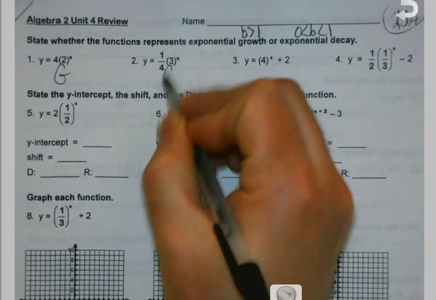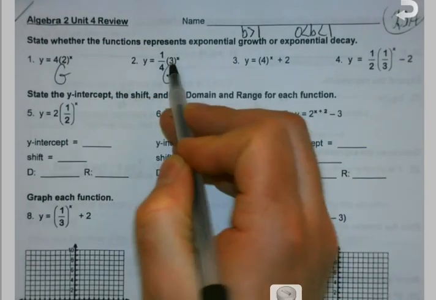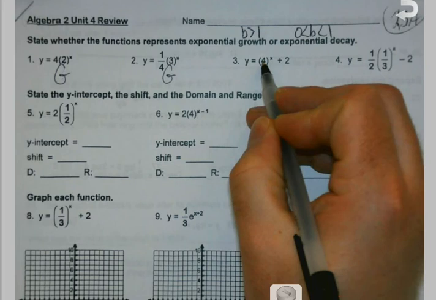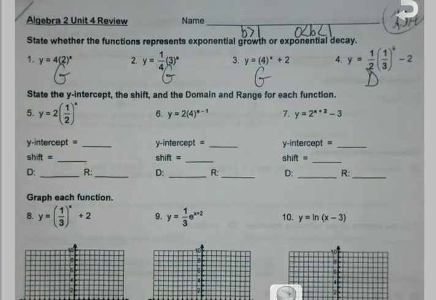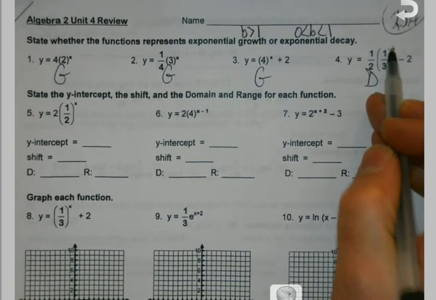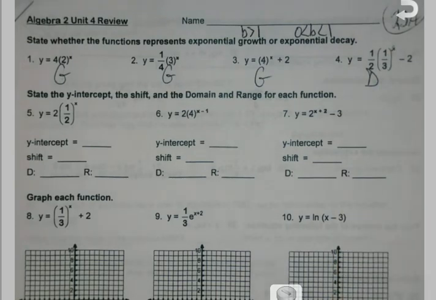We have growth again. Notice I keep looking at the value in the parentheses, not the other stuff. Growth, that's a lot of growth. Oops, I finally get a decay here at the end. Don't get distracted by all the other stuff. It's that base, but again, watch, if that exponent's negative, it acts as though the reciprocal of that particular base value.